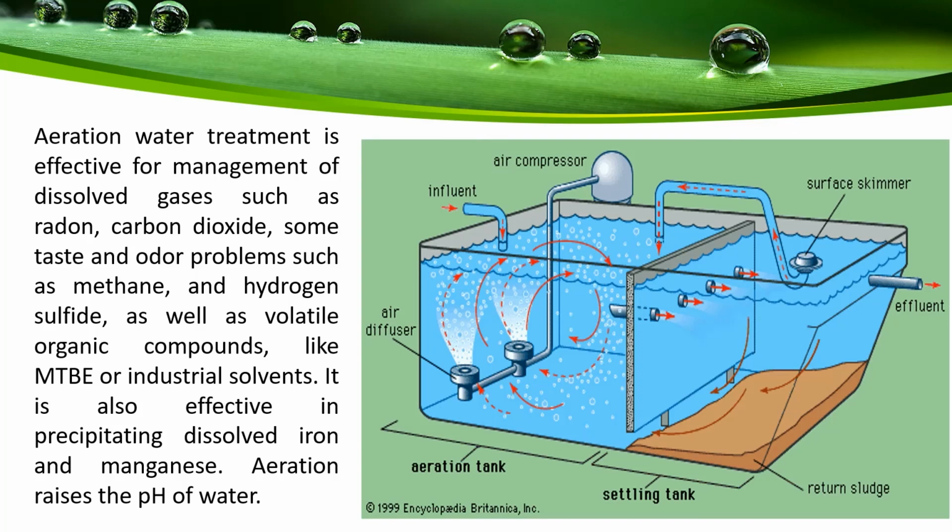Aeration water treatment is effective for management of dissolved gases such as radon, carbon dioxide, kasama na din yung hydrogen sulfide. So, ito sila yung pag nandyan sa water, hindi kaaya-aya yung amoy ng water, hindi rin kaaya-aya yung kanyang taste. So, kailangan matanggal sila. Nagkataon na karamihan sa mga ito ay volatile. Ibig sabihin, natatanggal sila in just merely aeration. So, aeration raises also the pH of water. So, ito yung nasa picture na ito, makikita mo na ito yung tinatawag na aeration tank.